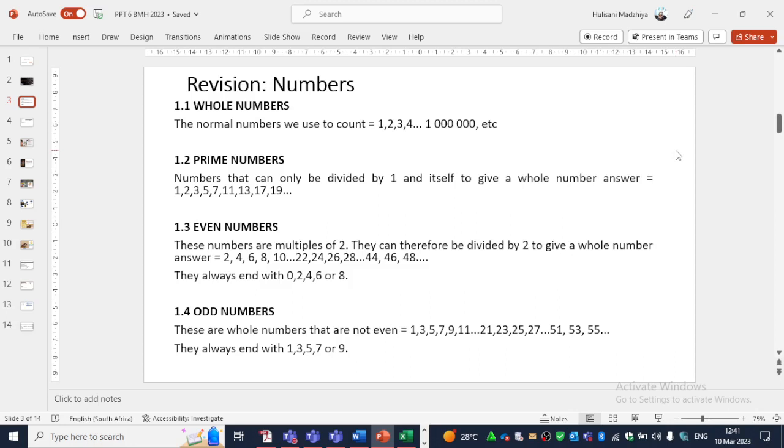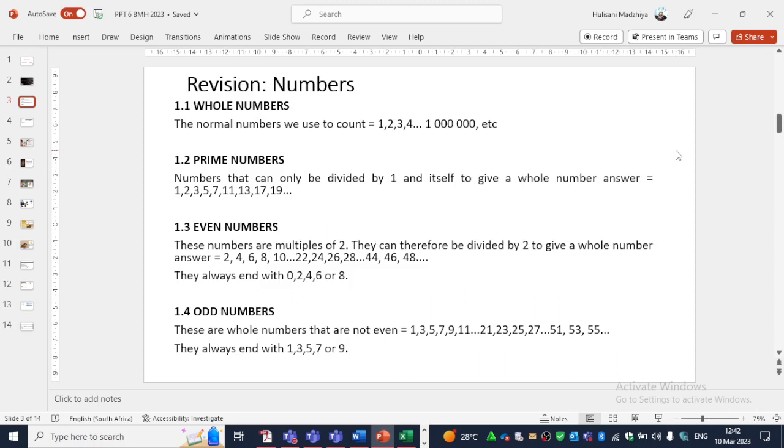And such numbers, we have them under whole numbers as 2, 4, 6, 8, 10, going upwards up to infinity. And then we also have got the odd numbers, where the odd numbers are those kinds of numbers that are not divisible by 2 and they are given as 1, 3, 5, 7, 9, 11, 21, going upwards up to infinity.